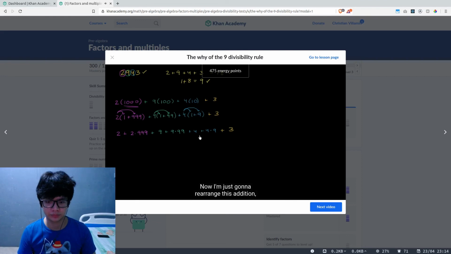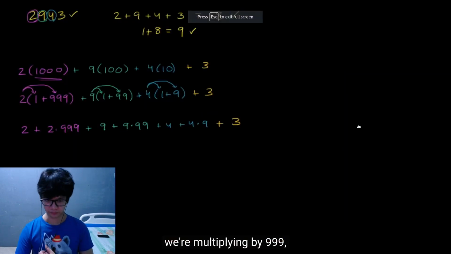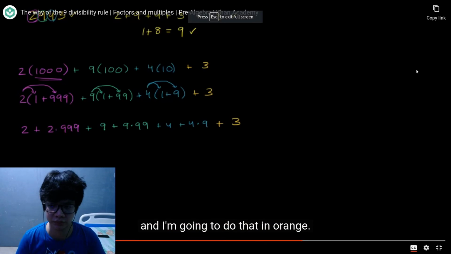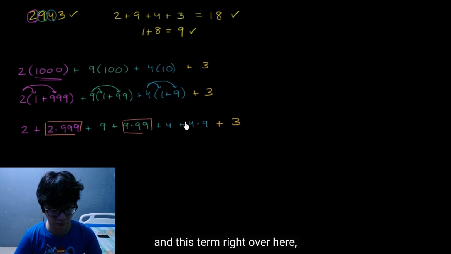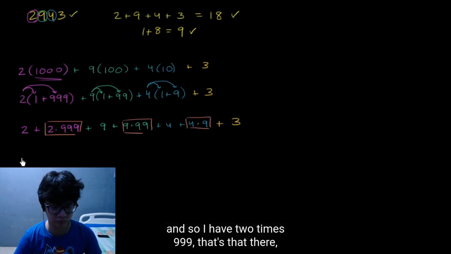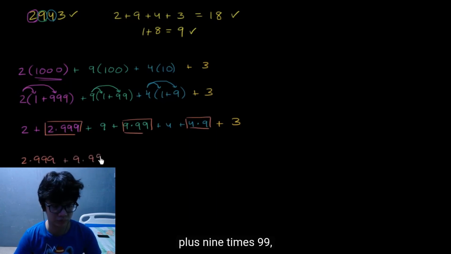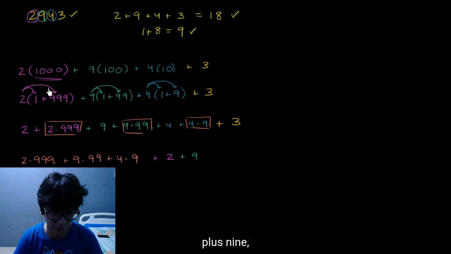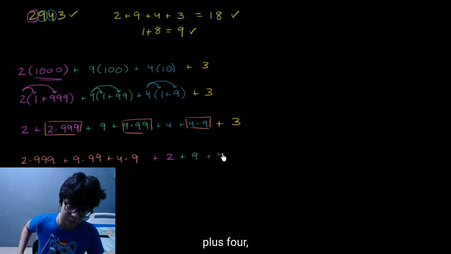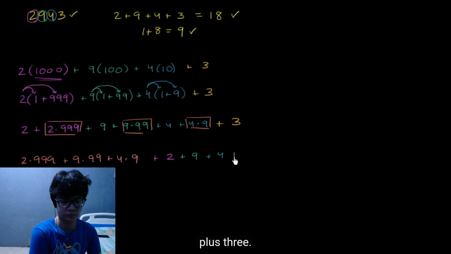Now I'm just going to rearrange this addition. So I'm going to take all the terms where I'm multiplying by 999 or 99 or 9, and I'm going to do that in orange. So I have 2 times 999, plus 9 times 99, plus 4 times 9. So that's those three terms. And then I have plus 2, plus 9, plus 4, and plus 3. And this is interesting.